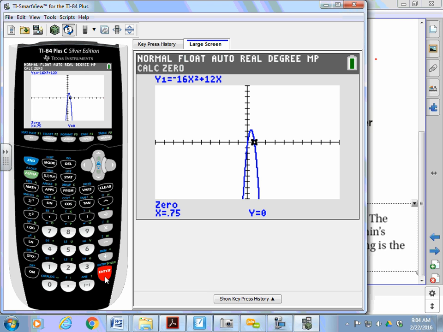Now you could also find that by graphing it by hand too. A little bit more difficult there though.